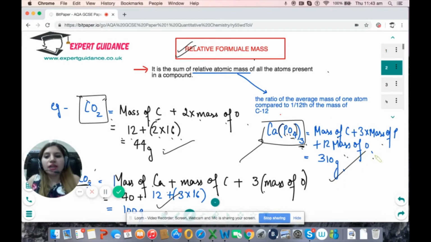Okay, so now you should know the definitions of relative formula mass and atomic mass. Relative formula mass is the sum of the relative atomic masses of all the atoms present in a compound, and the atomic mass is the ratio of the average mass of one atom compared to 1/12 of the mass of carbon-12. Okay, so make sure you remember this definition.